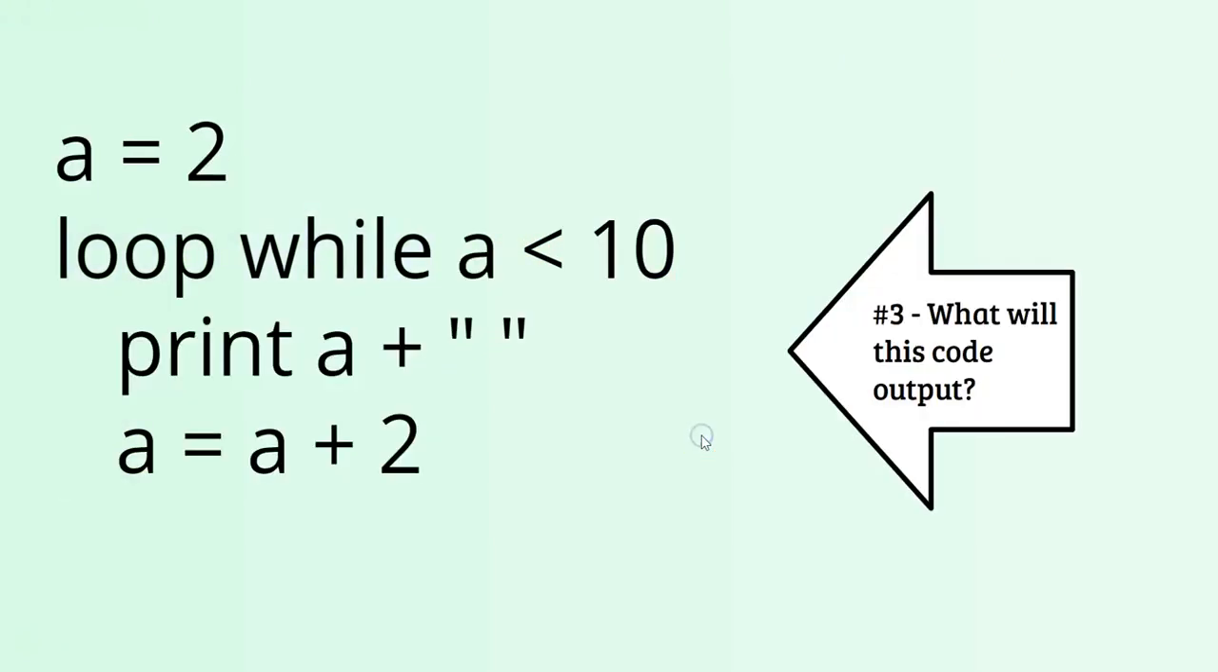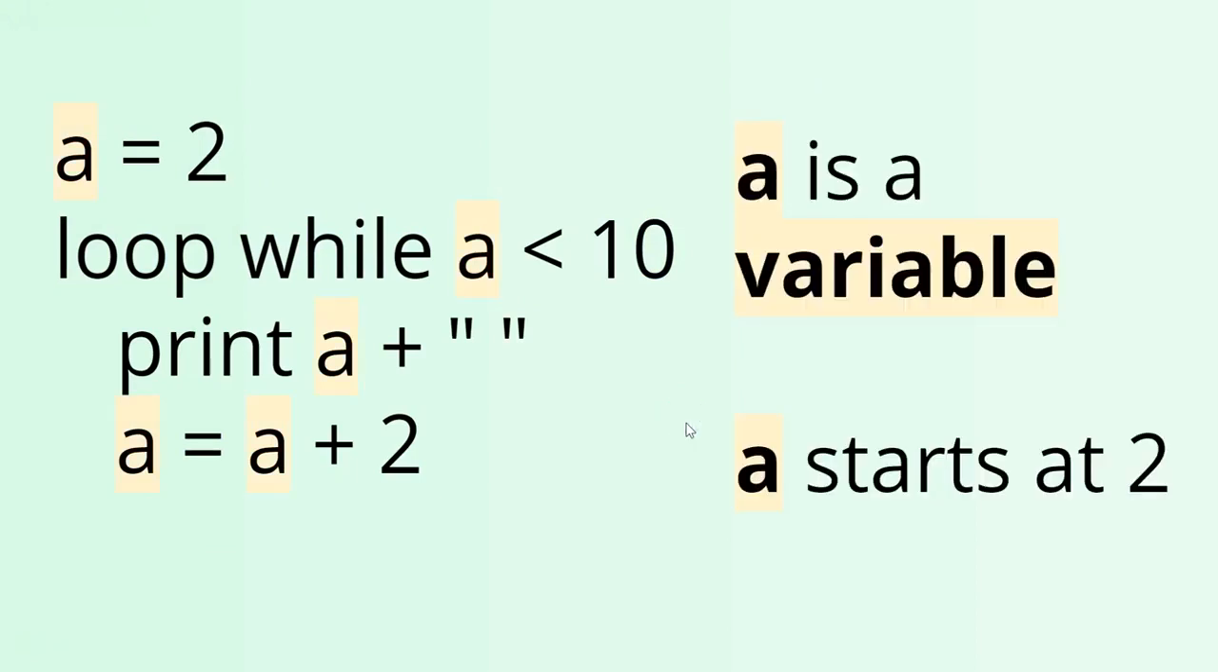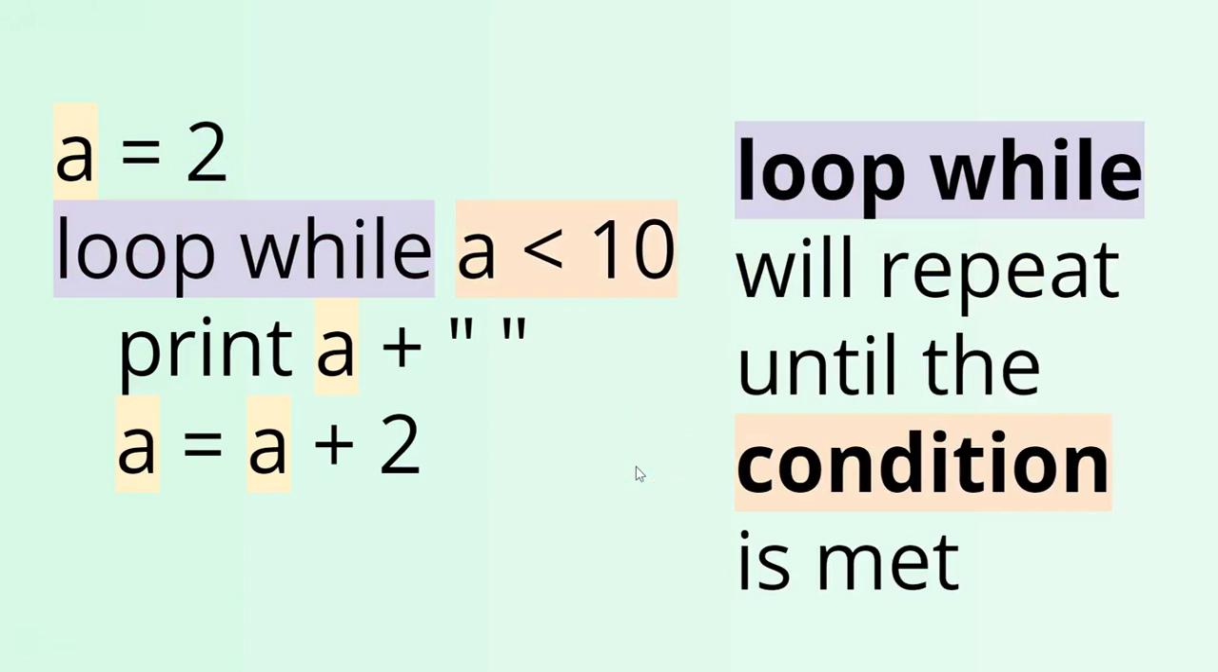Let's look at a while loop that we might have true in. In this case, they changed the name of the variable. The variable here is a, and as always, a is going to start at a certain value. Our variable is going to start at the value of 2. We have a while loop again, and this will repeat until a certain condition is met. This is the condition here, a little bit darker orange.